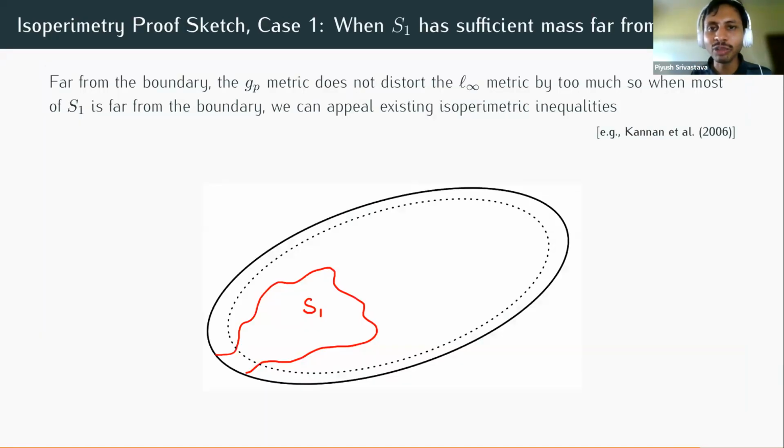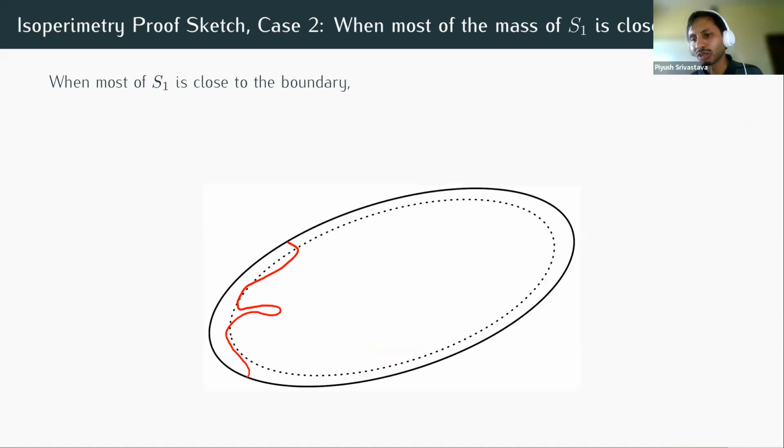The interesting question is what happens when most of the mass of S1 is also contained very close to the boundary. In this case, we have to use an ad hoc version of something called the needle method. Many of these isoperimetric inequalities are proved by the needle method, which is also often called localization.